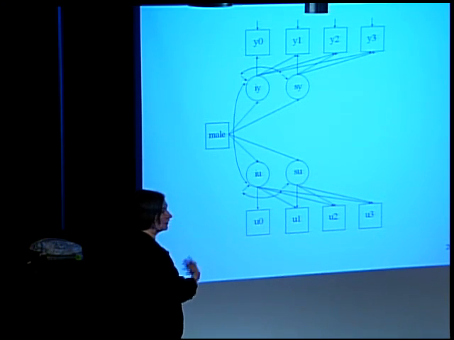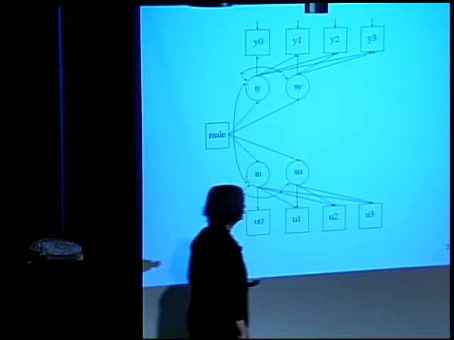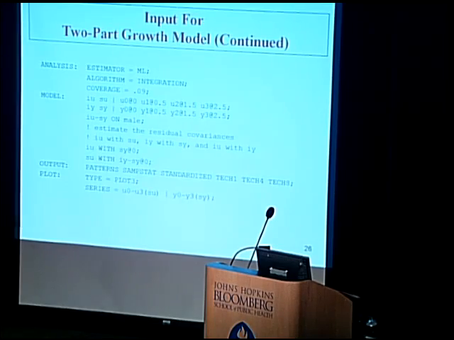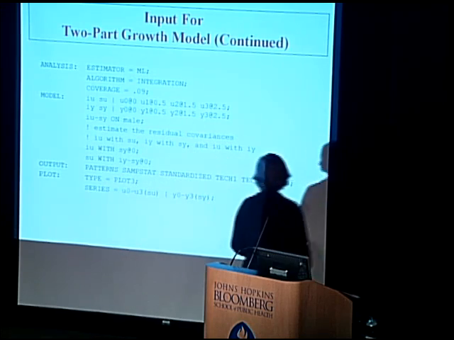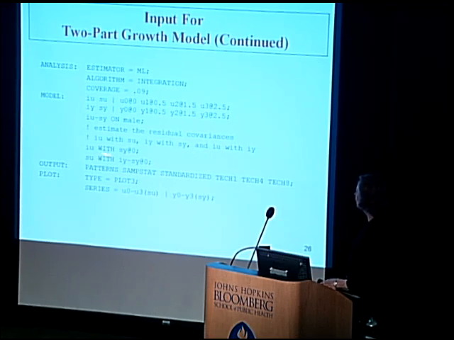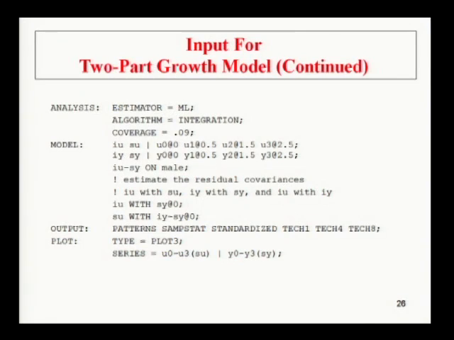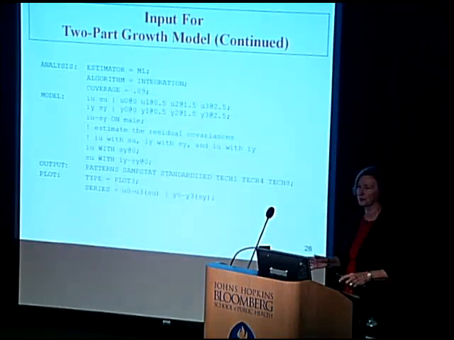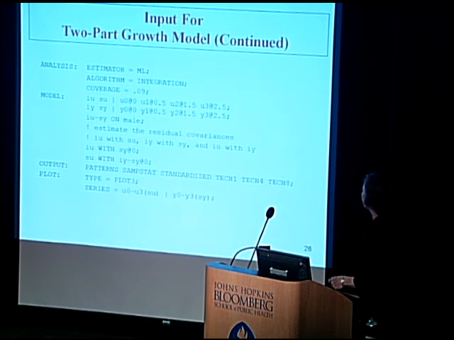And because the default is to estimate all of them, we need to fix the ones we don't want to 0. It's your decision which ones you want to estimate or not. So if you don't want them to be estimated, you say IU with SY at 0, SU with IY through SY at 0. For any default in Mplus, if a parameter is fixed or free, the opposite can be done, providing that it doesn't make the model non-identified.